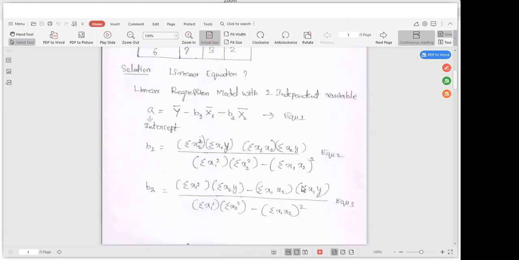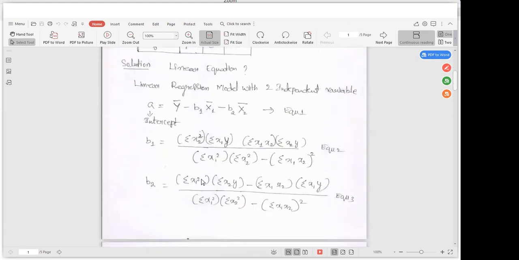Similarly, b2 is summation of x1 square into summation of x2 y, minus summation of x1 x2 into summation of x1 y, divided by summation of x1 square into summation of x2 square minus the whole square of summation of x1 x2. So this we can call equation 3.